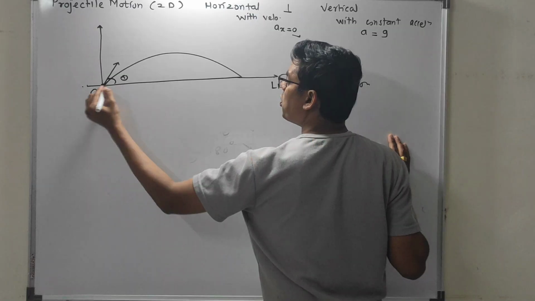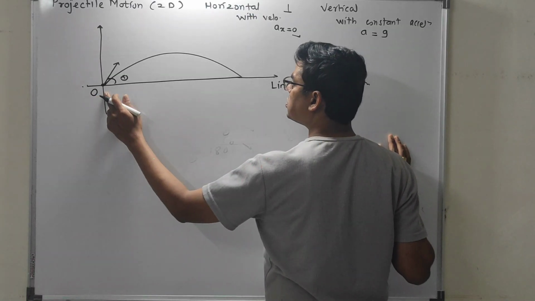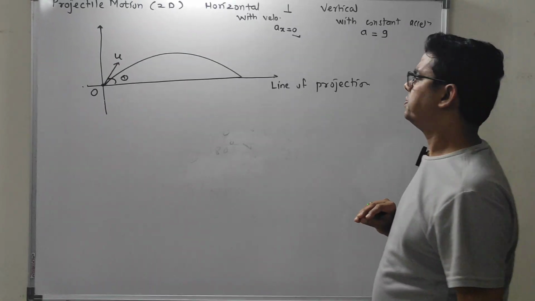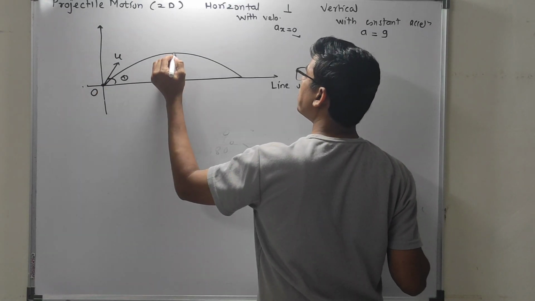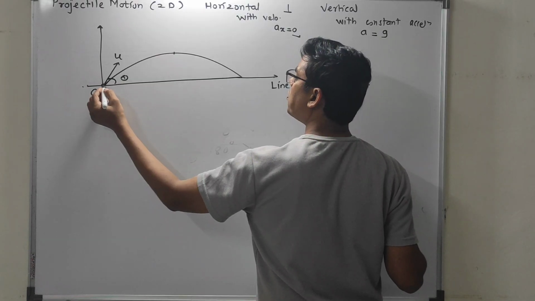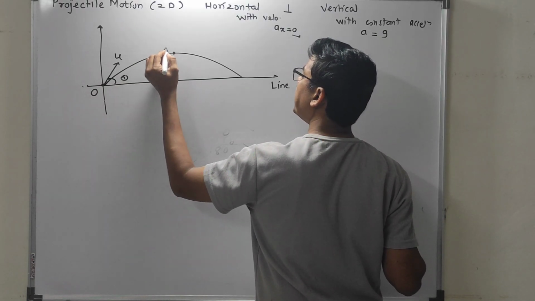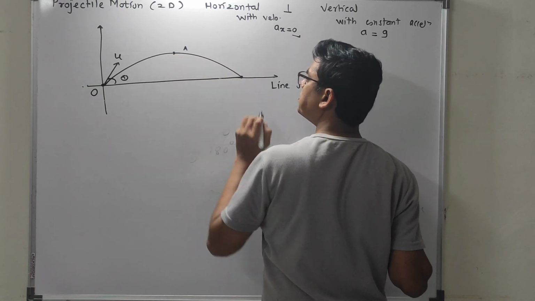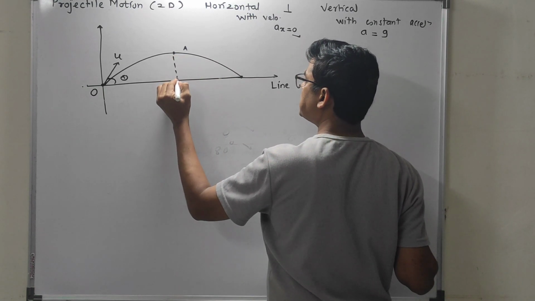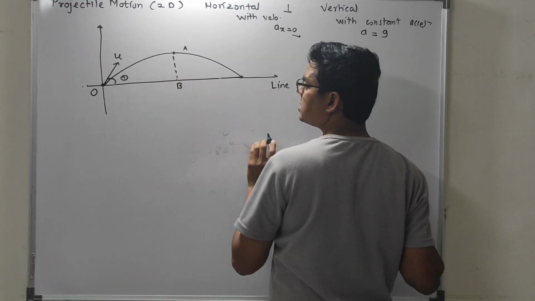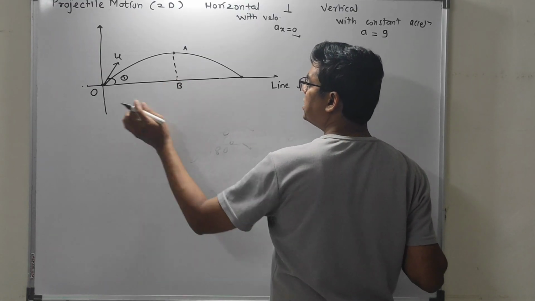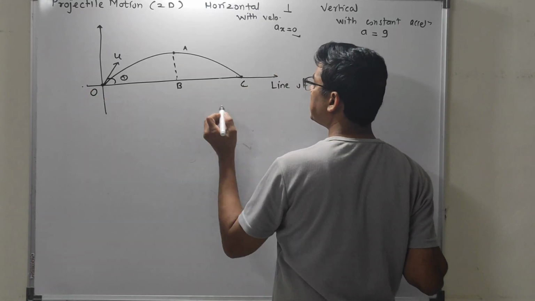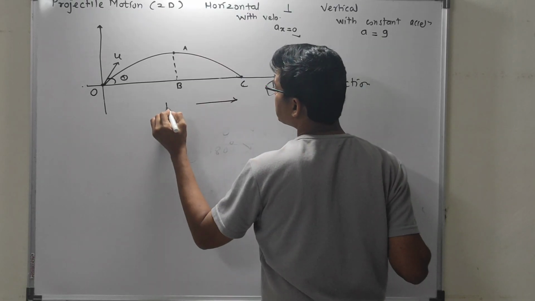So this is the point of projection, O is the point of projection, and U is the initial velocity of projection. This projectile moves from point O and achieves maximum height at A, and again returns to the line of projection. This distance AB is called the maximum height of the projectile. The distance between the point of projection and the point at which the projectile returns after traversing the entire trajectory is called the range of a projectile.